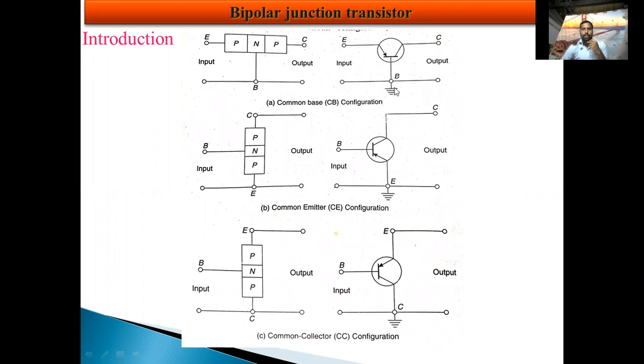Now, based on the circuit symbol of the PNP transistor, E is the input and C is the output. Output is taken at the collector and base terminals. Input is given between the emitter and base. Output is taken from collector and base. Base is common.